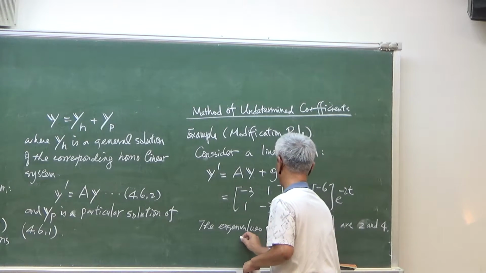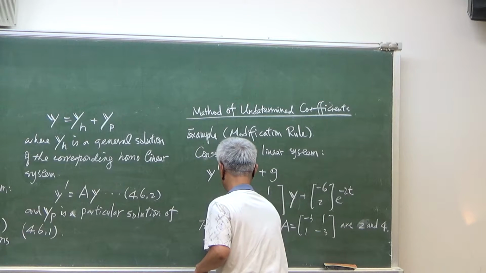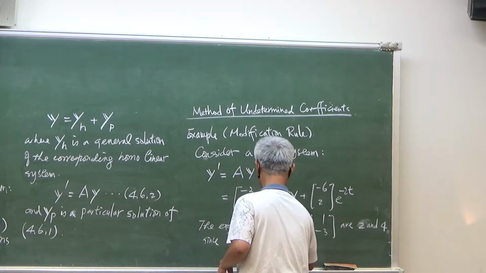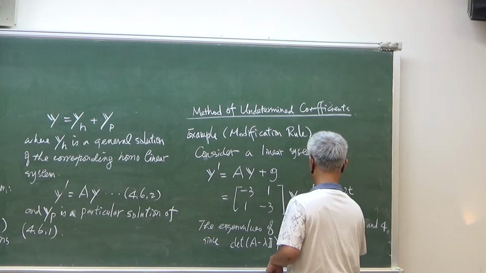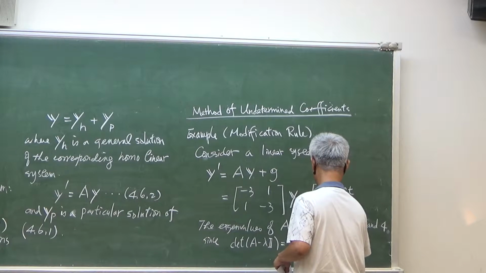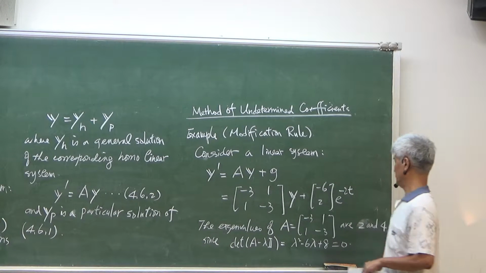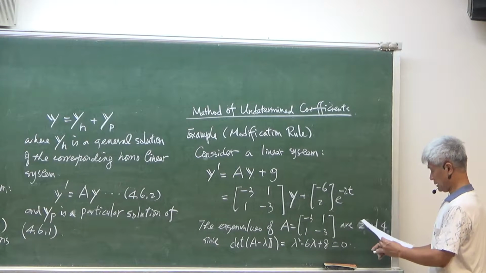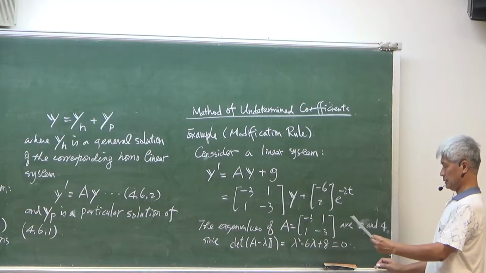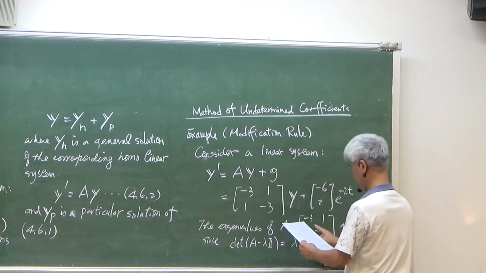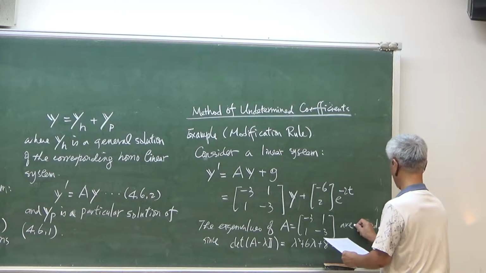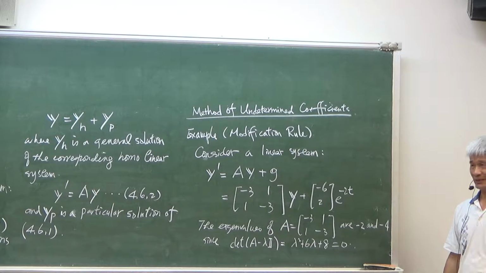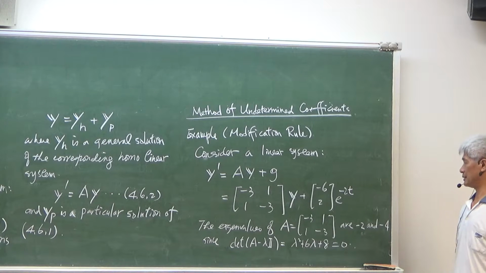Actually, the eigenequation is, as you can see, the determinant of A minus lambda I. This is equal to lambda square plus 6 lambda plus 8. Okay. You have to solve it. So the eigenvalues are, I'm sorry, minus 2 and minus 4, because here is plus 6 times lambda.